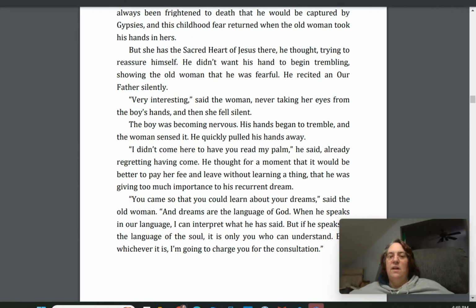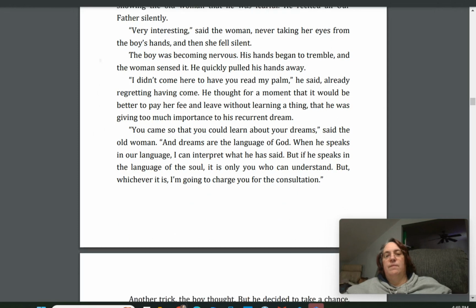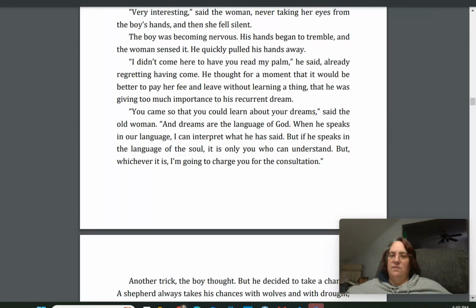But she has the sacred heart of Jesus there, he thought, trying to reassure himself. He didn't want his hands to begin trembling, showing the old woman that he was fearful. He recited an Our Father silently. "Very interesting," said the woman, not taking her eyes from the boy's hands, and then she fell silent.